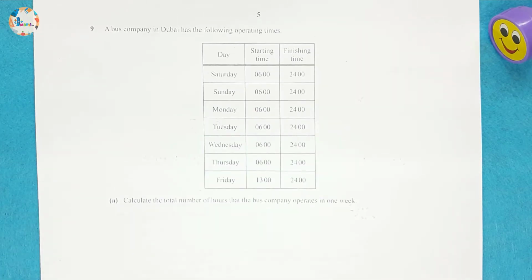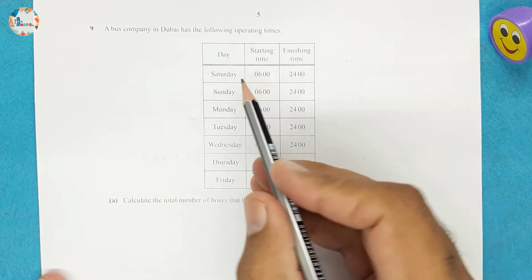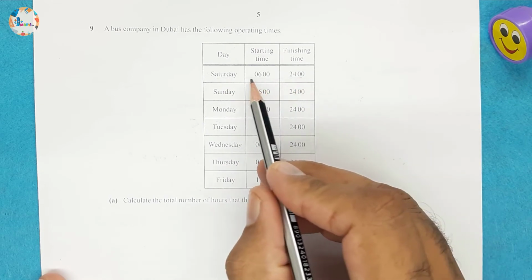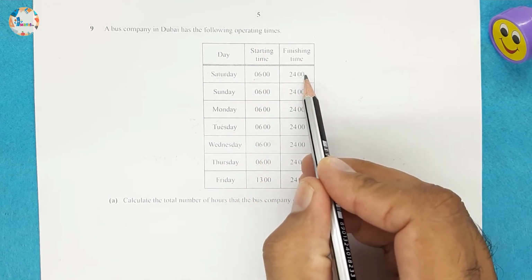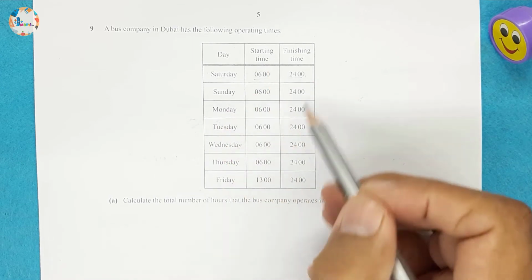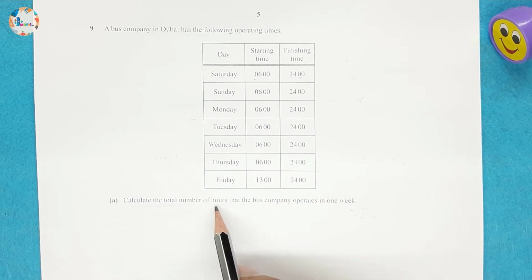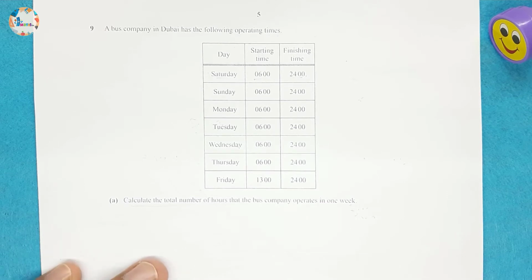Now question number 9. Question number 9 says a bus company in Dubai has the following operating times. Saturday starting time is this, Sunday, this one finish time is Sunday, Monday, Tuesday. So all starting times and finishing times they have provided. They are saying calculate the total number of hours that the bus company operates in a week. So in a week, how many hours is the bus company operating?